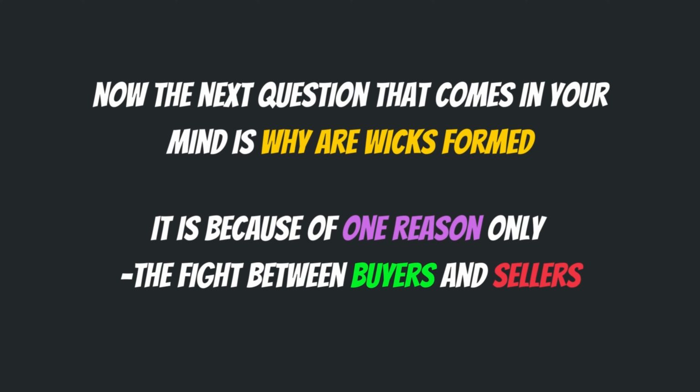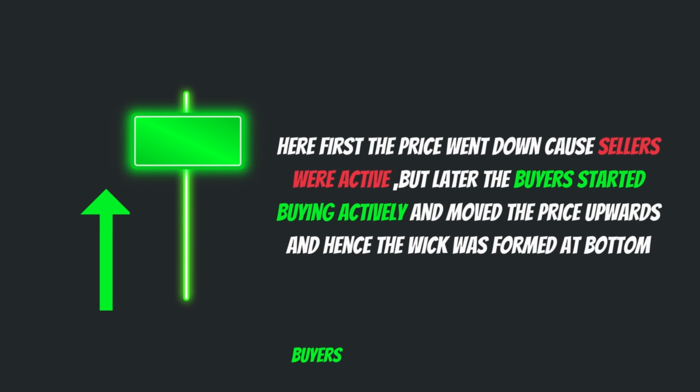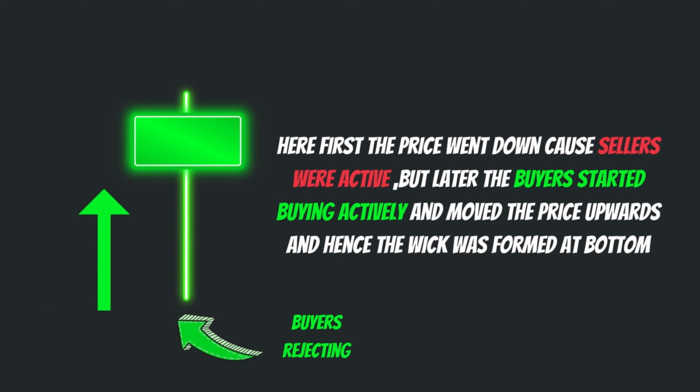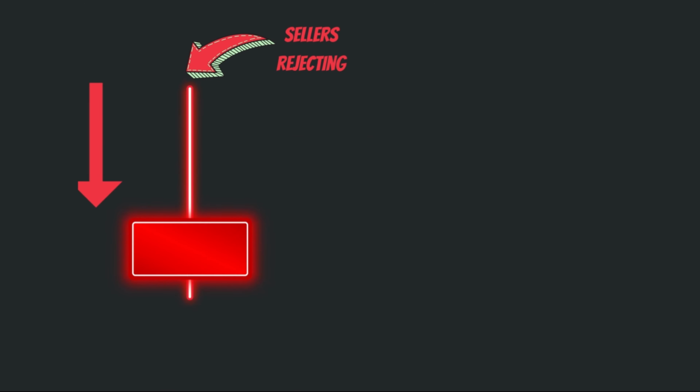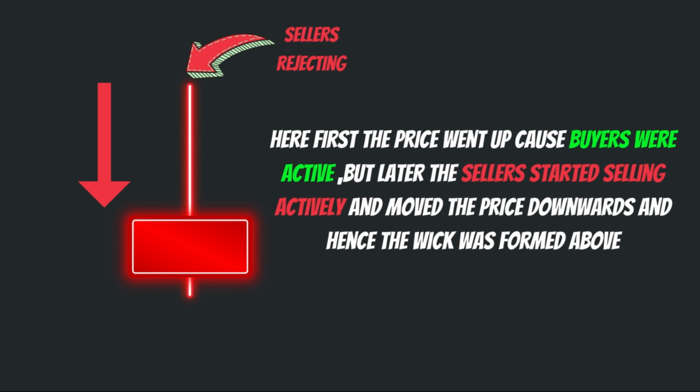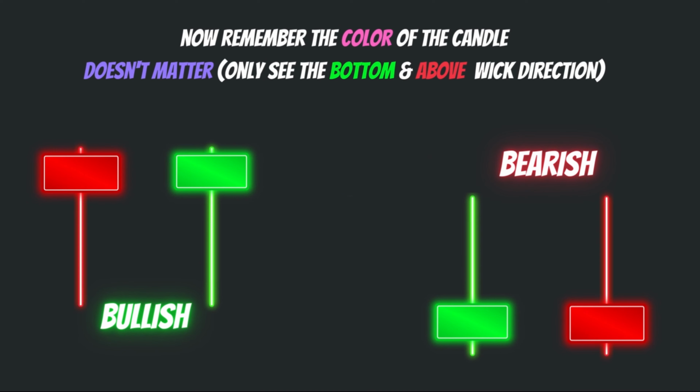Now the next question that comes to your mind is, why are the wicks formed? It is because of one reason only: the fight between buyers and sellers. Here, first the price went down because sellers were active, but later the buyers started buying more actively and moved the prices upwards, and hence the wick was formed at the bottom. Here, first the price went up because buyers were active, but later the sellers started selling more actively and moved the prices downwards, and hence the wick was formed at the top. Now please remember, the color of the candle does not play an important role. Only check the direction of the wick.